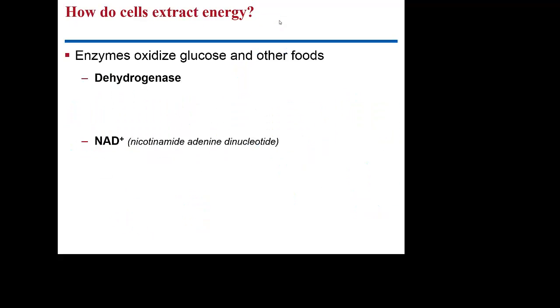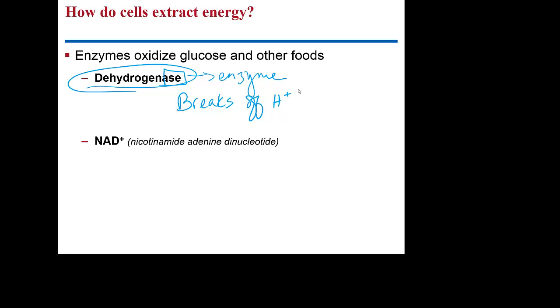So in this process, we need a couple of players in this game. One major player is dehydrogenase. Well, you should know what ACE is now. ACE is an enzyme, right? So it's going to help us actually start to break down our glucose molecules. And dehydrogenase in particular breaks off hydrogen molecules, or hydrogen atoms. So when we break those away from the organic molecule of carbon and hydrogen being glucose, we can start to break down things pretty quickly.